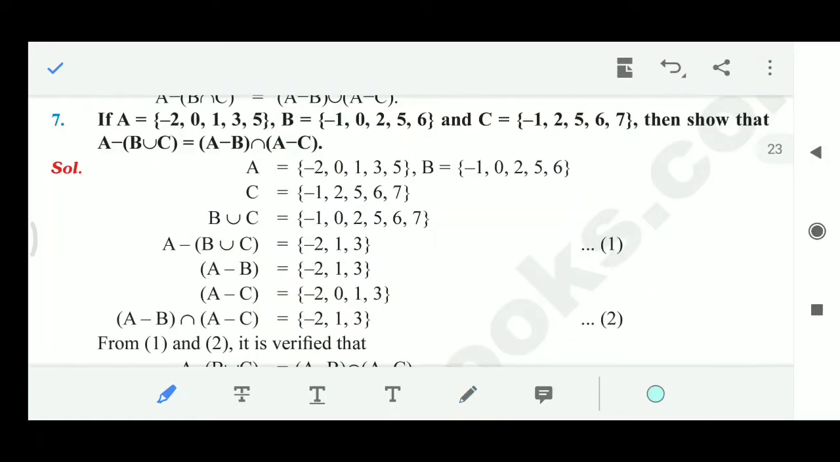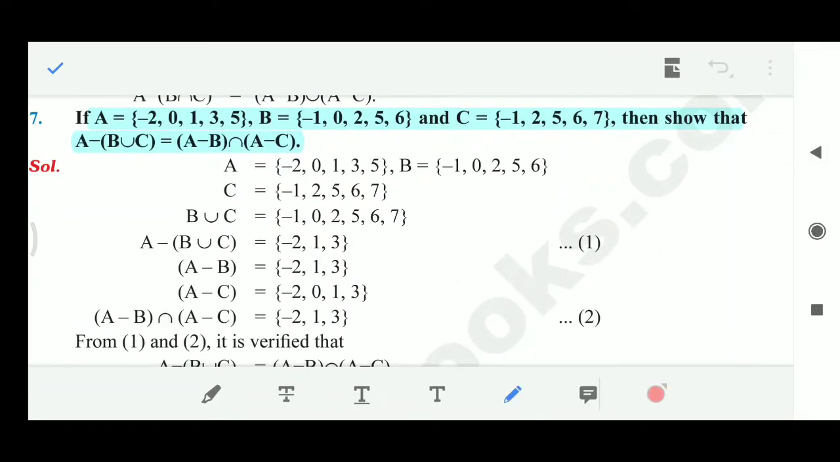Then the next sum, the 7th sum. In this, if A is equal to {-2, 0, 1, 3, 5}, set B contains {-1, 0, 2, 5, 6} and set C contains the elements {-1, 2, 5, 6, 7}, then show that A minus (B union C) is equal to (A minus B) intersection (A minus C). In the left hand side, first we have to find B union C. B union C means you have to include the elements from both B and C. So you will get the answer as {-1, 0, 2, 5, 6, 7}.